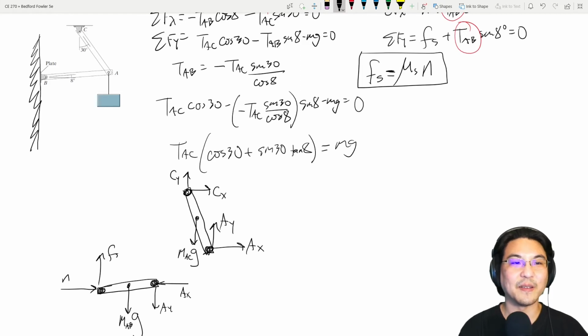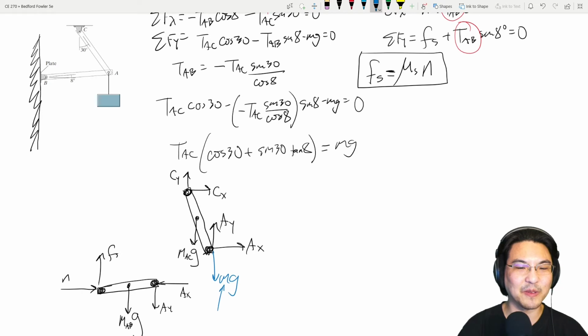And one last thing, the weight of this. Where does it go? It goes either here or here. You just pick one or the other. Only one, right? Just not both. And whatever, that was 6 kilograms, right? I'll just call it mg, where m is 6 kilograms.